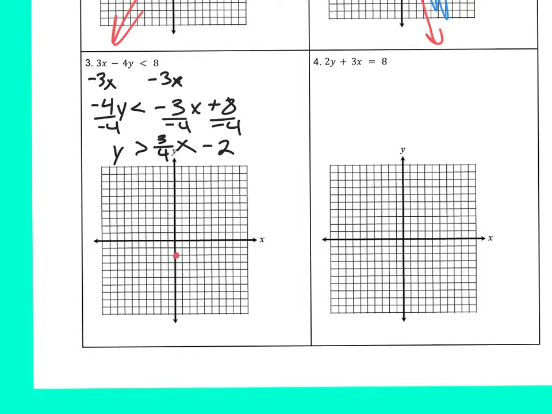So, first thing I need to plot is my negative 2, my b value. Good. My slope is 3 over 4, which means to go? Up 3 over 4. Good. Dashed or solid line? Dashed. Shade above or below? Above. Y is greater than, which means up.